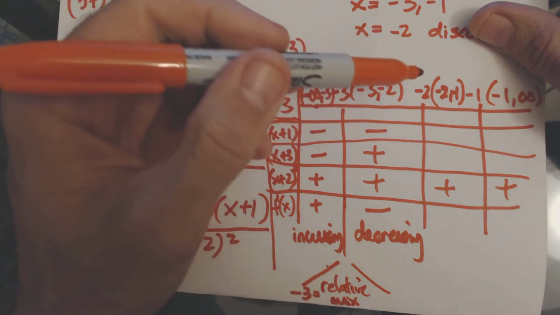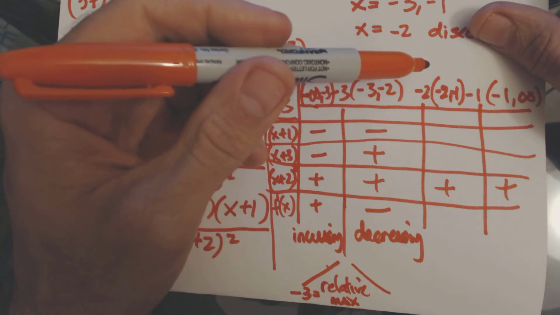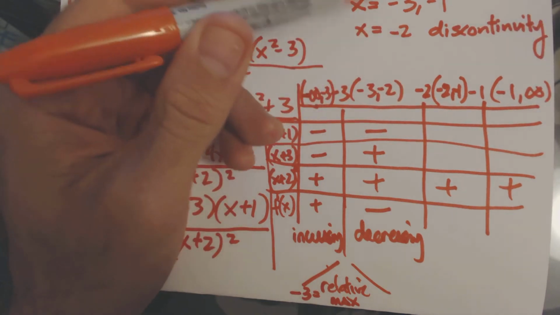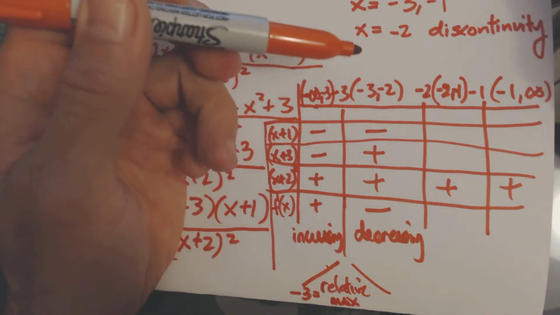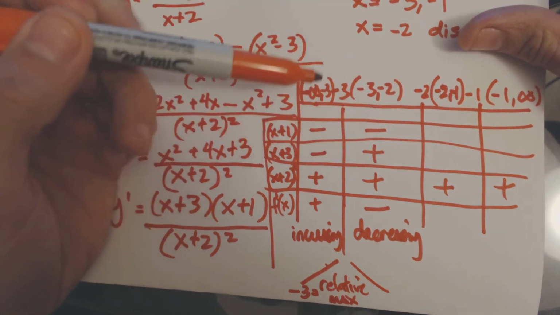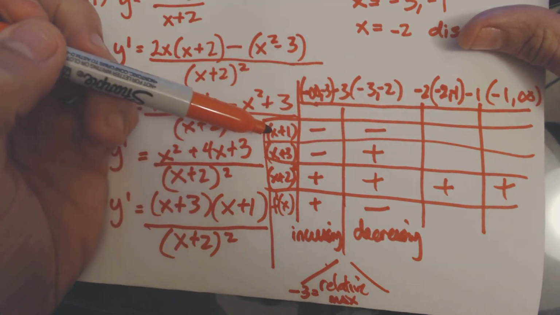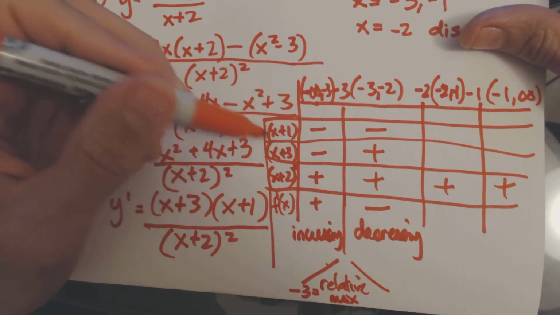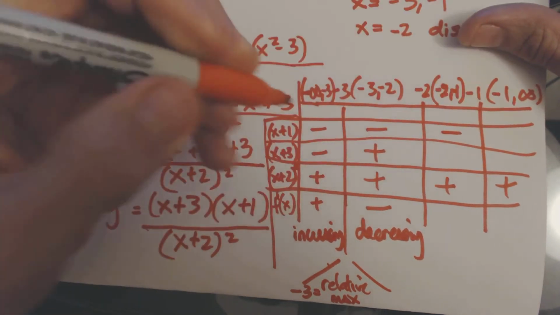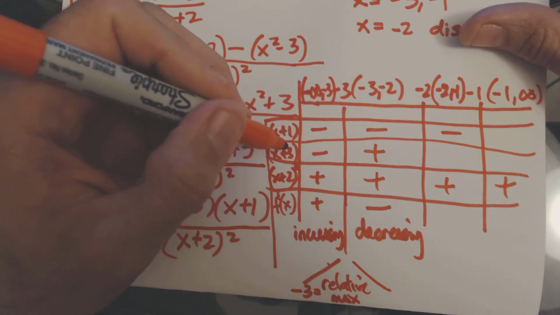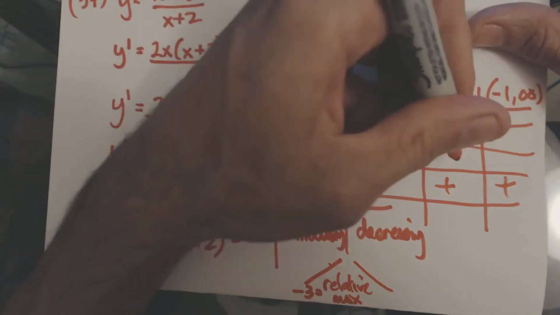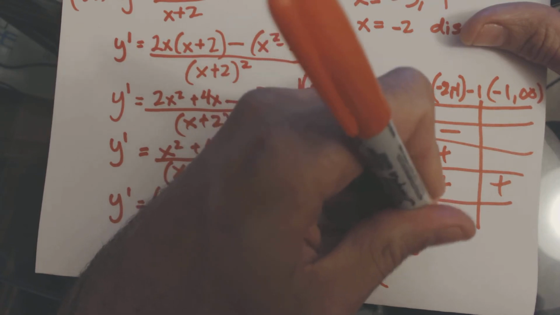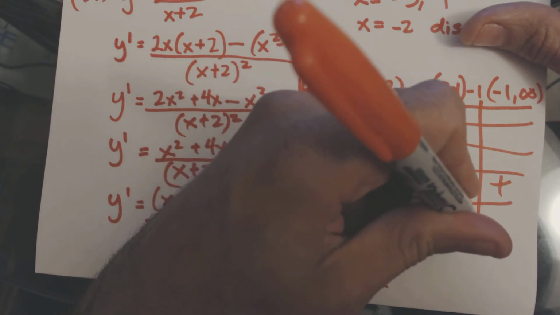All right, now let's look at the interval between negative 2 and negative 1. Remember, negative 2 is not a critical value, it's a point of discontinuity. So let's plug in negative 1.5. Plus 1 is going to give us a negative. Negative 1.5 plus 3 is going to give us a positive. So again, it's decreasing on that interval.